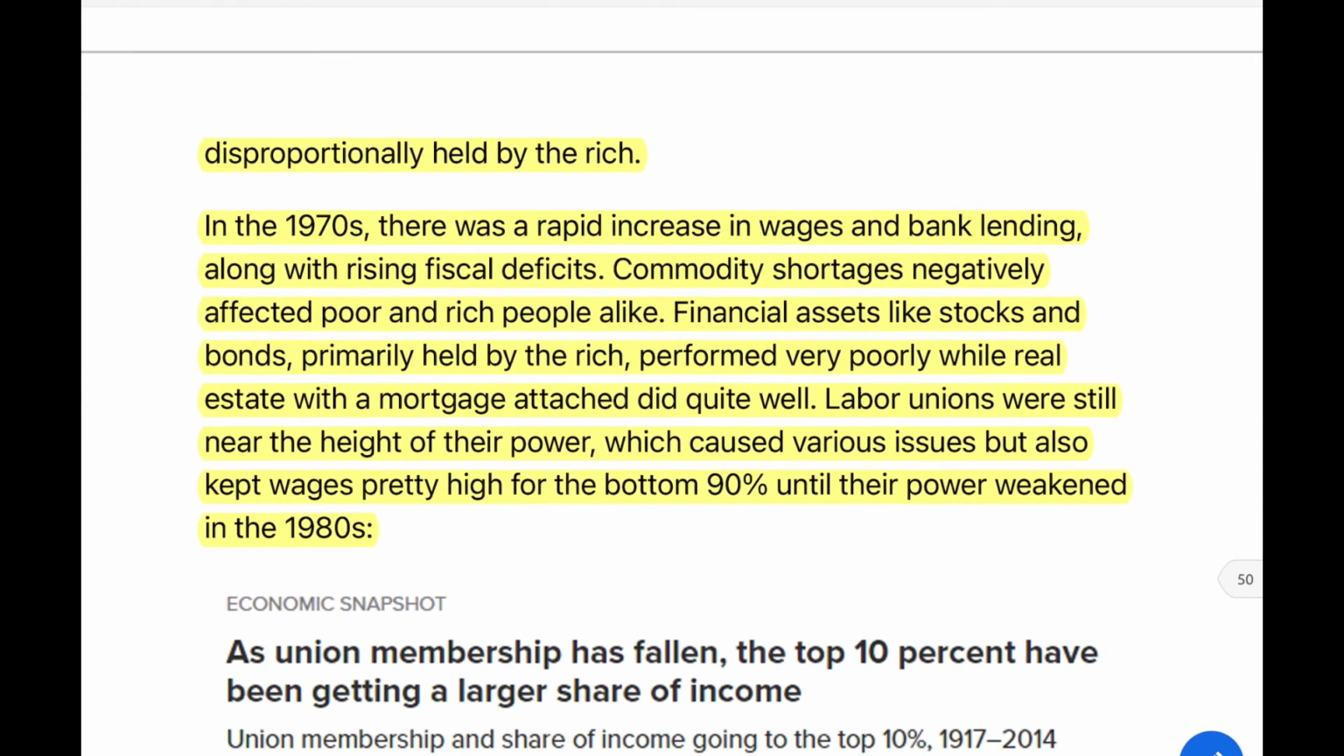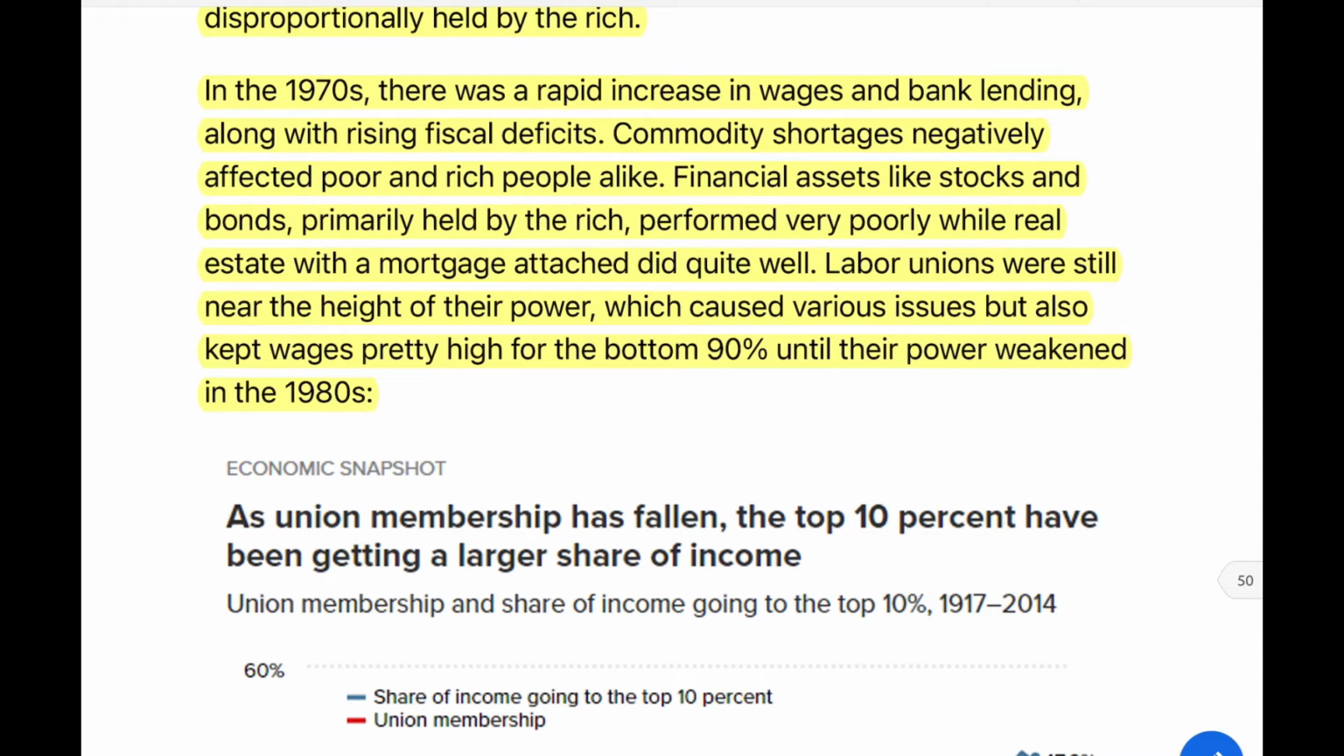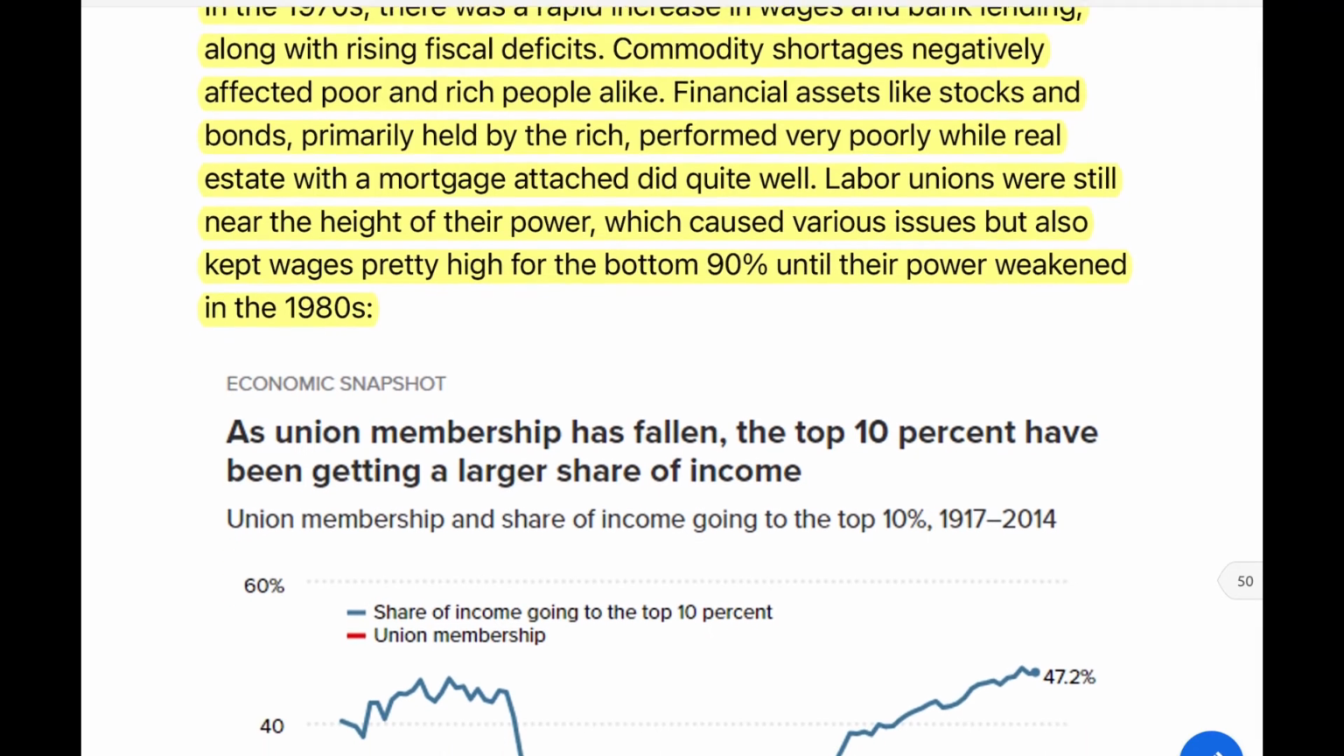In the 1970s, there was a rapid increase in wages and bank lending, along with rising fiscal deficits. Once again, we're talking about government deficits. Commodity shortages negatively affect poor and rich people alike. Financial assets like stocks and bonds, primarily held by the rich, performed very poorly, while real estate with a mortgage attached to it did quite well. Labor unions were still near the height of their power, which caused various issues, but also kept wages pretty high for the bottom 98% until their power weakened in the 1980s.